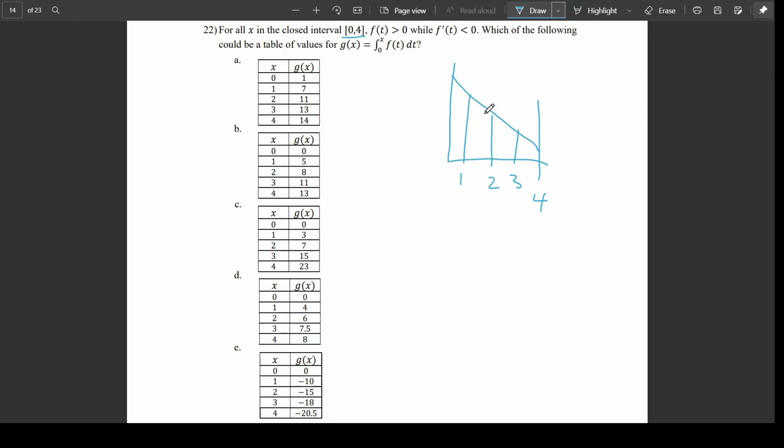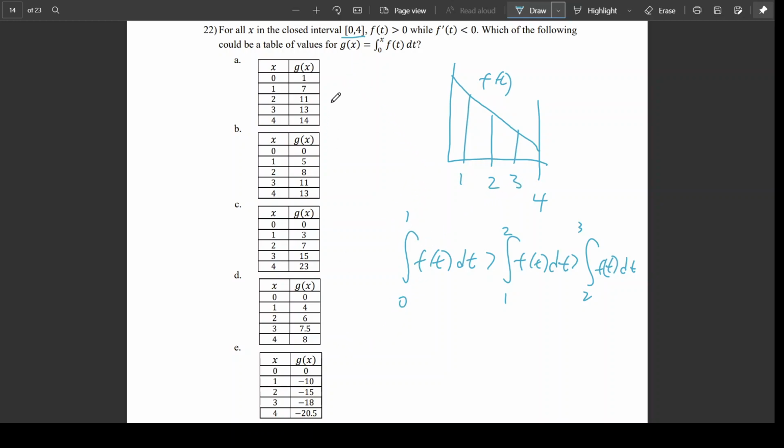notice what's happening is I'm still gaining area, but the area that I'm gaining is less as I keep going up. So the integral from 0 to 1 of f of t dt is going to be greater than the integral from 1 to 2 of f of t dt, which is going to be greater than the integral from 2 to 3 of f of t dt, which is going to be greater than the integral from 3 to 4. Every 1 I go up, this area is greater than this area, and so on.